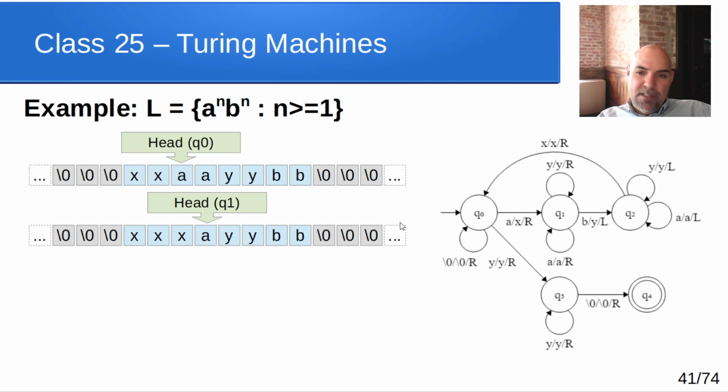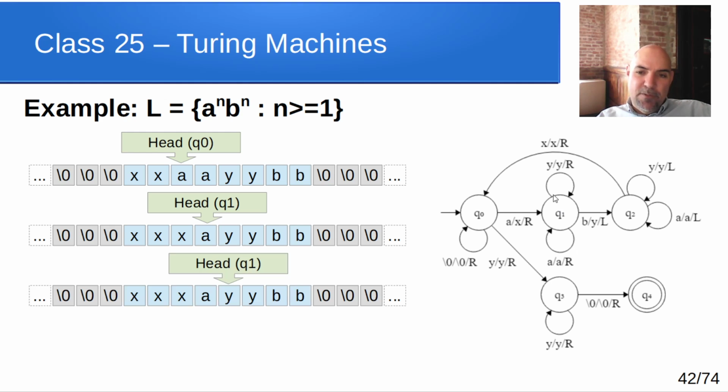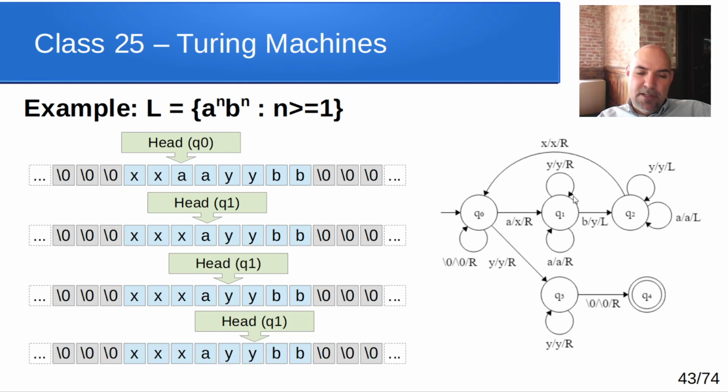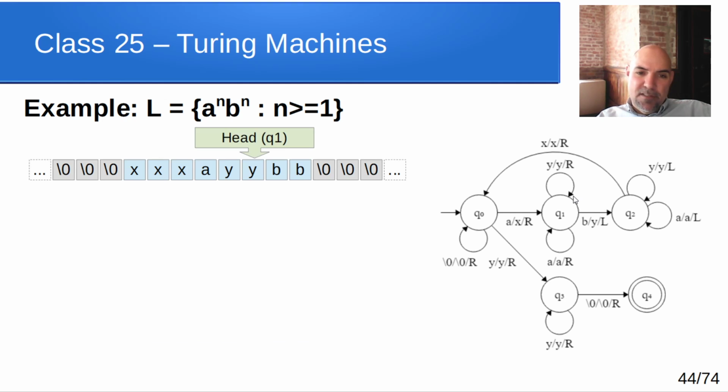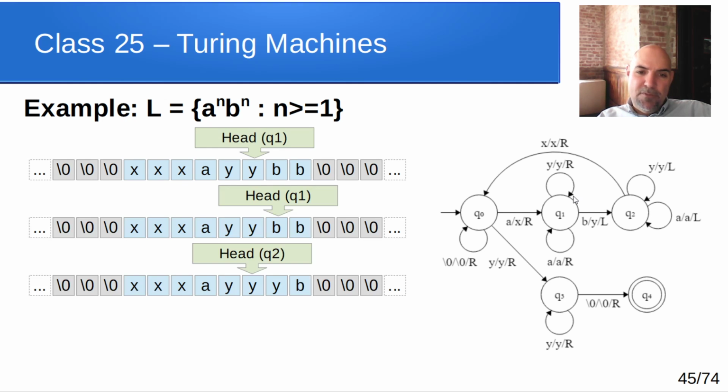Have another A. Now we're in Q1 though. So leave the A and move to the right. Leave the Y. Move to the right. We're in that state. Q1 with a Y. Leave the Y. Move to the right.